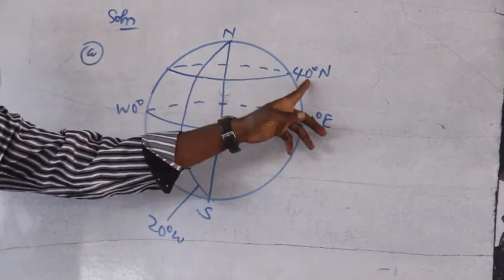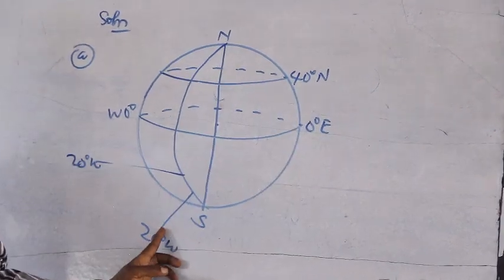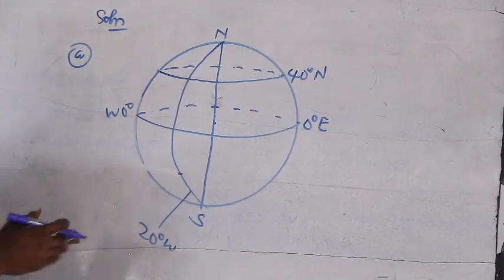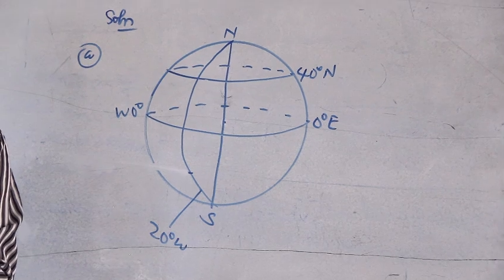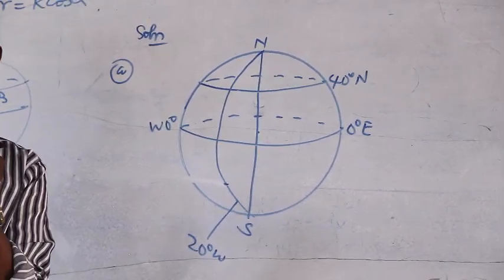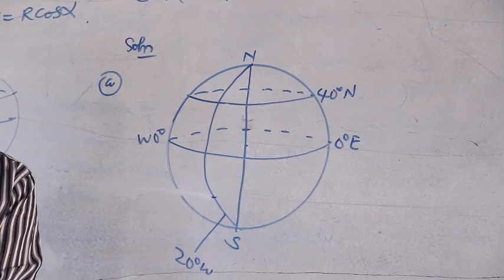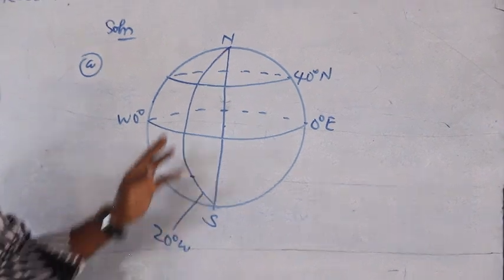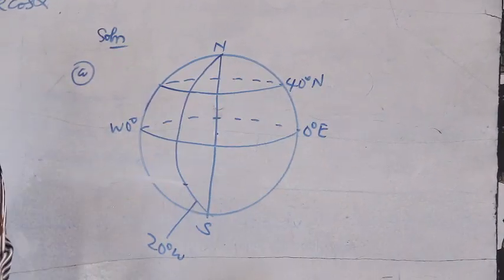You can see, this is my latitude. Why this one is what? Longitude. There is no way you can add latitude to longitude. Okay, you can only add latitude to latitude or add longitude to longitude. You can never add longitude to 40 degree. There's nothing like that.